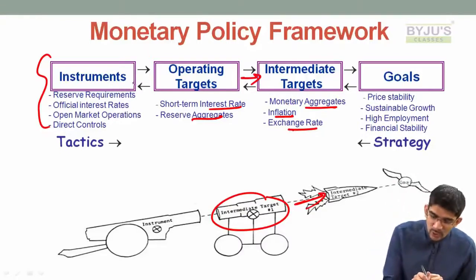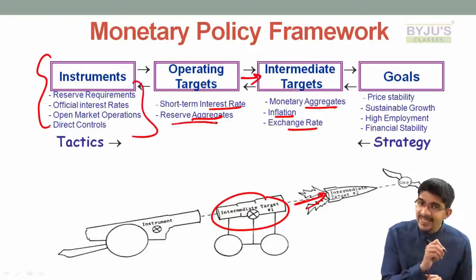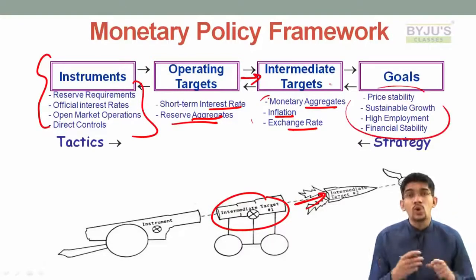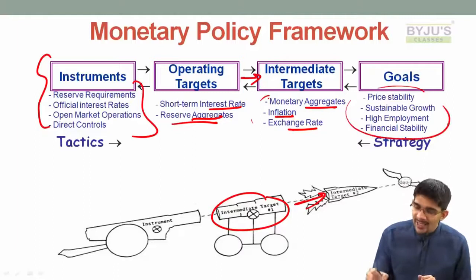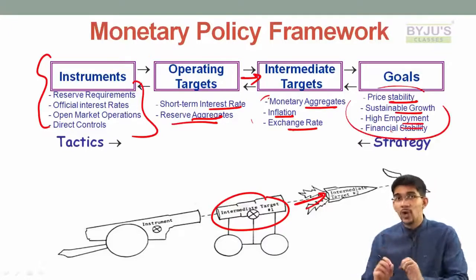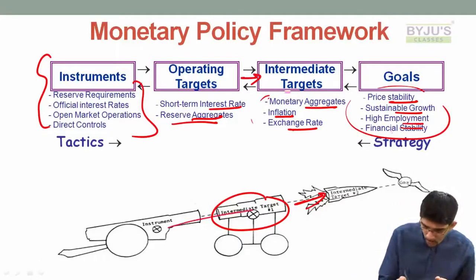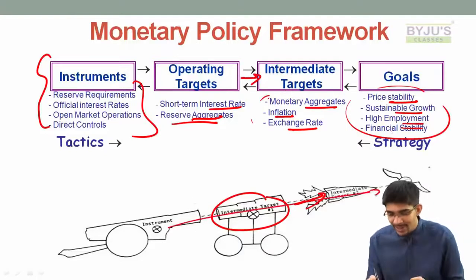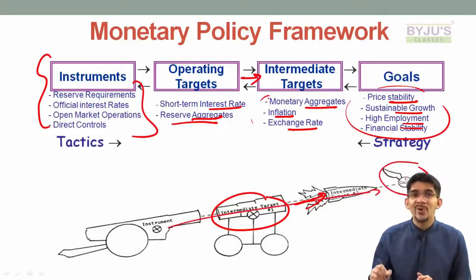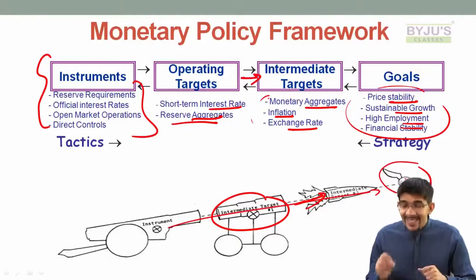So RBI tries to use these tools to influence these targets and finally hit these goals of RBI. So RBI has these goals: price stability, sustainable growth, high employment, financial stability. So these goals cannot be directly achieved. You have to go through all these targets to be able to hit the goal. So it is very difficult to hit that goal, and we don't know exactly how the goal goes. We can never predict exactly what will happen.